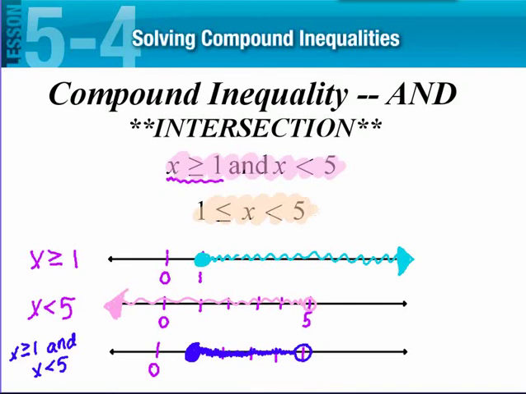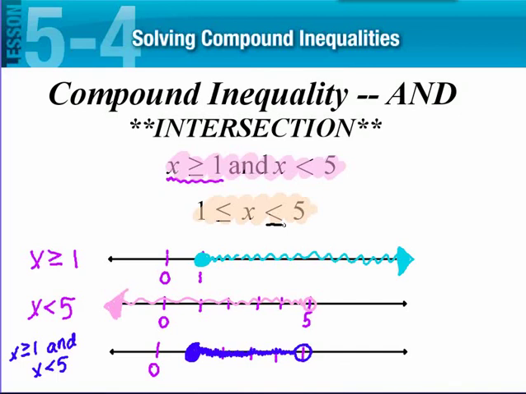Since it's written this way, you will shade in between. Basically, the 1 and 5 give you your boundaries, and you're going to shade in between. Remember, we're looking for equal to signs. Now, if I would have had this, what can you tell me?